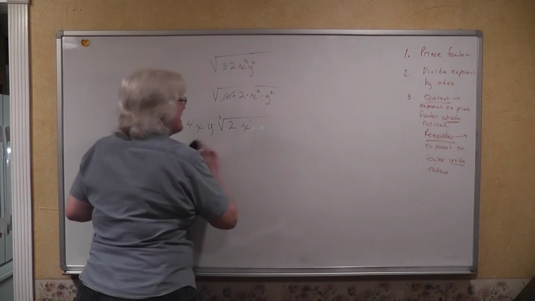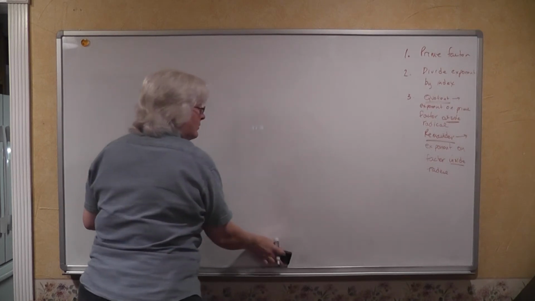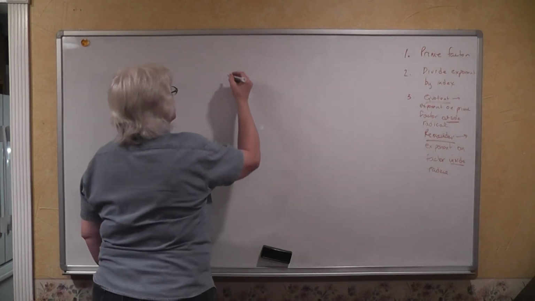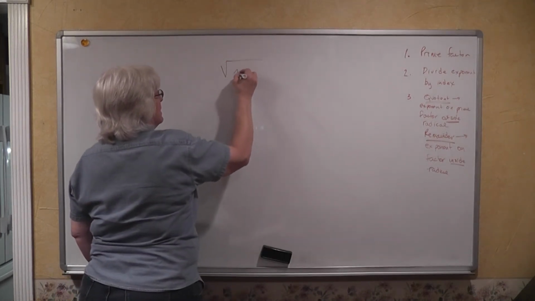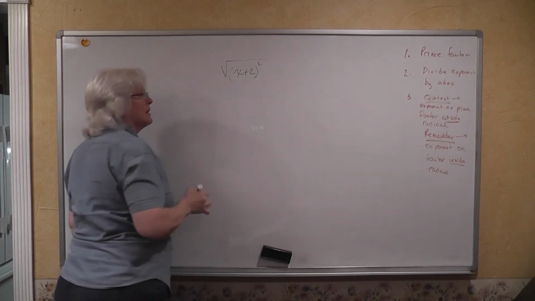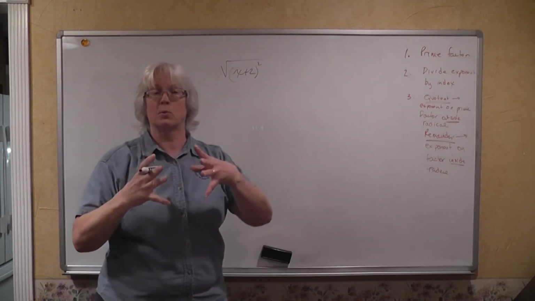Okay, example 7. We want to look for what is the square root of the quantity x plus 2 squared. Very important that you understand what we're talking about here. We have the quantity x plus 2 squared.